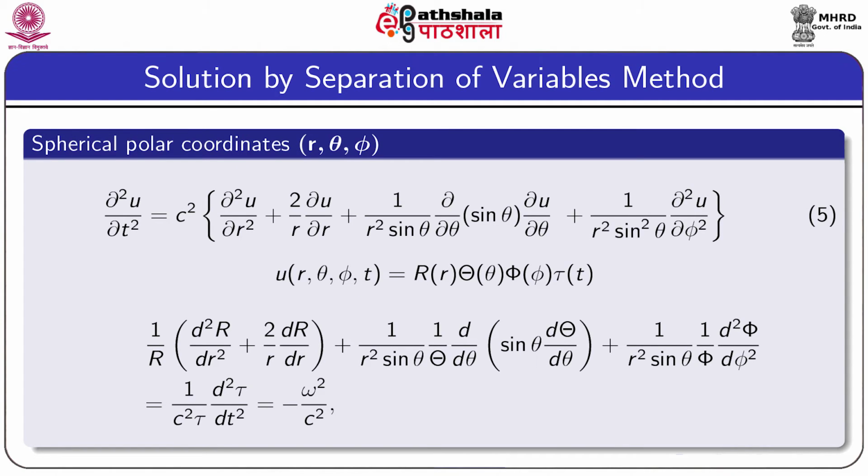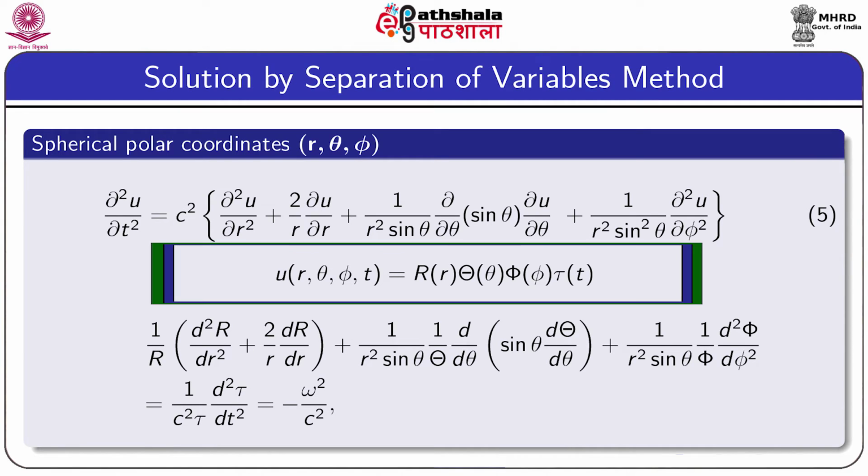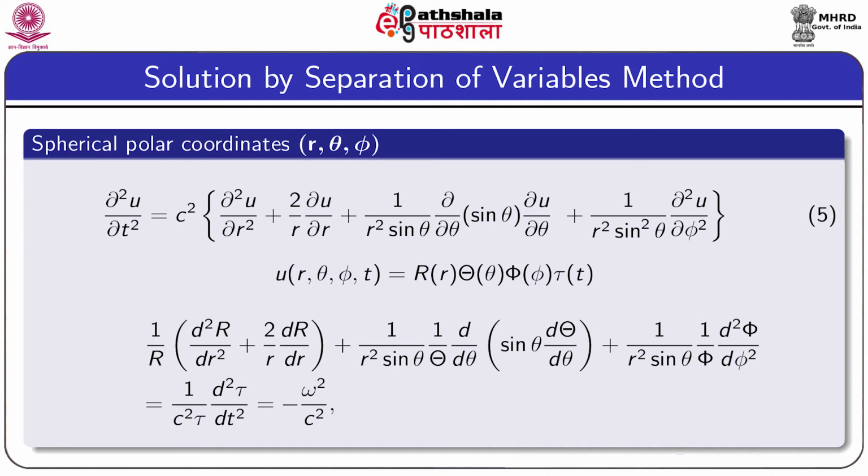Now, I am going to discuss the solution of the wave equation in spherical polar coordinate system. The wave equation in spherical polar coordinate system is given by equation number 5. As usual, we are assuming the solution u as a product of 4 functions capital R, capital Theta, Phi and Tau, where these are functions of r, theta, phi and t respectively.